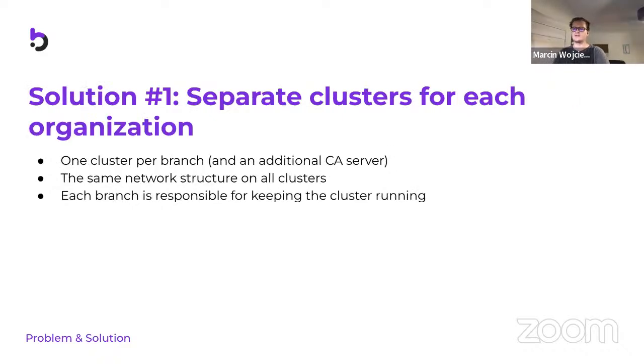So to resolve that, we decided to make a separate cluster for each organization, or the branch of the organization in this case, with an additional CA server. It contains the same network structure on all clusters, and each branch will be responsible for keeping the clusters running.